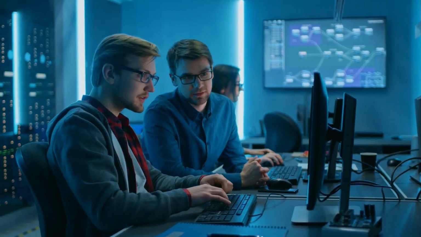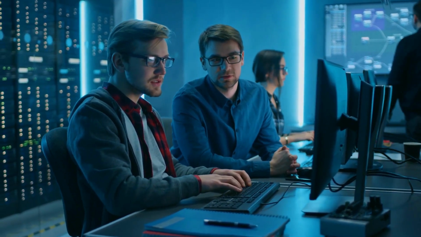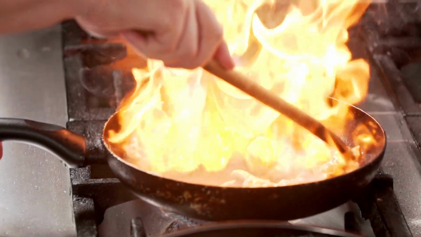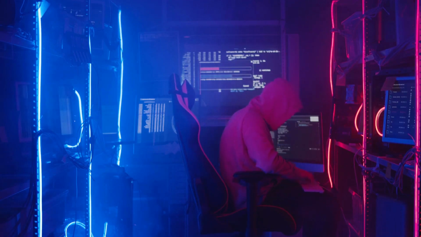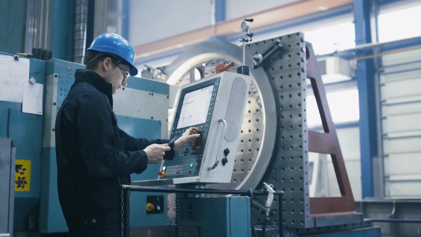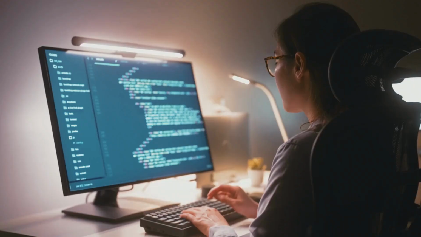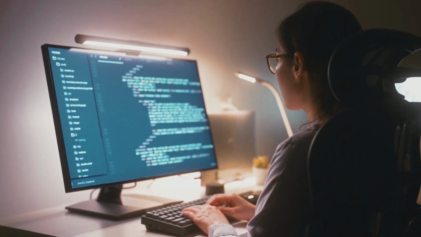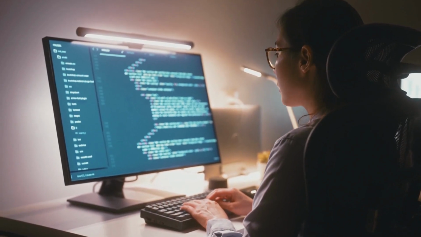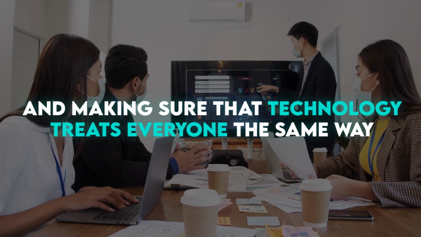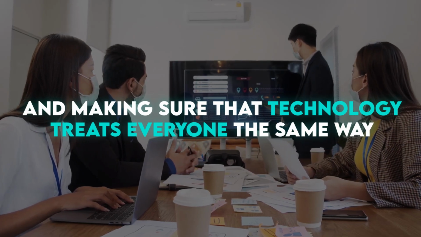Sometimes the people who make the computer programs accidentally put their own opinions and ideas into the code. It's like a cook adding too much salt to a soup because they like salty food. The root of bias in AI isn't always easy to spot, and it's not always done on purpose. But it's something we need to watch out for. If we understand where it comes from, we can do a better job of keeping it out of our computers and making sure that technology treats everyone the same way.